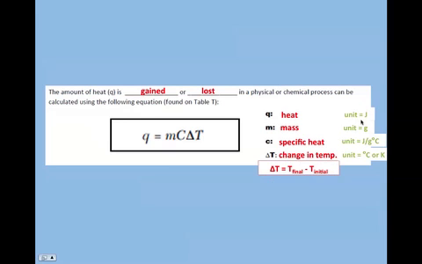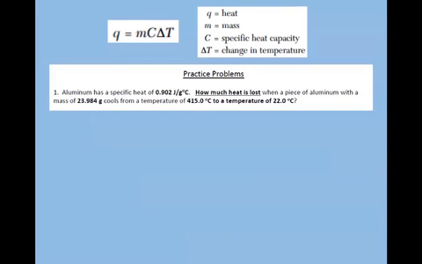Heat's going to always be in joules, mass is in grams. Specific heat has probably the most complicated set of units that we'll be using in this, so joules per gram degree Celsius or joules per gram Kelvin. And temperature can either be, as long as you calculate the delta T, the change in temperature, you can use degrees Celsius or Kelvin. So let's look at three different practice problems.